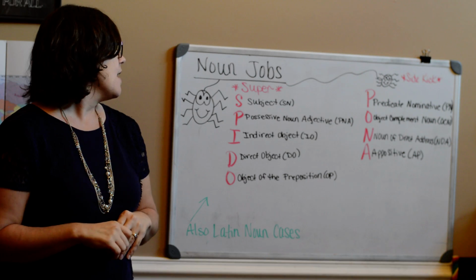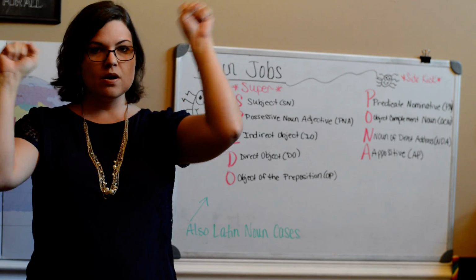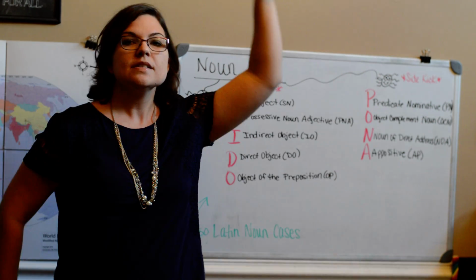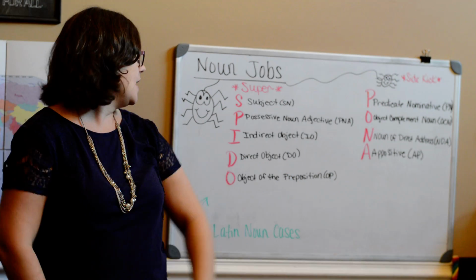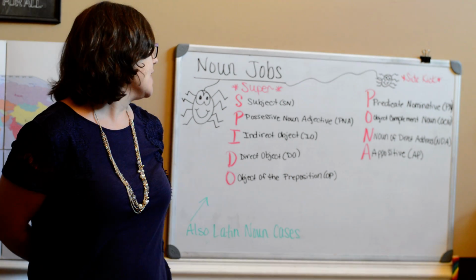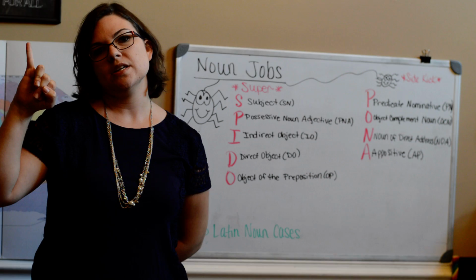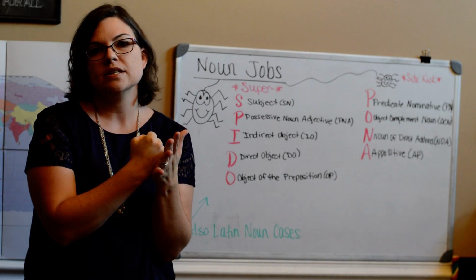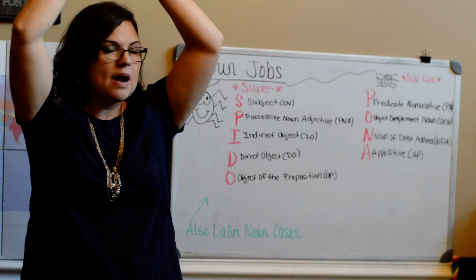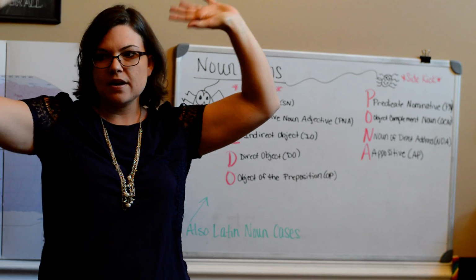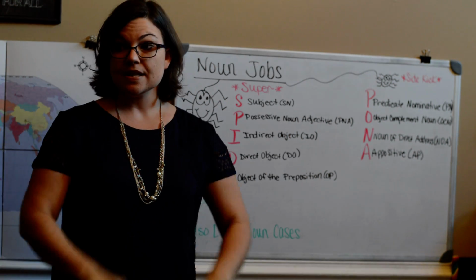I would say, Super Spido, woo! Give me an S, subject. Give me a P, possessive noun adjective. Give me an I, indirect object. Give me a D, direct object. Give me an O, object of the preposition. Woo, Spido! Oh, here comes the sidekick Pona.